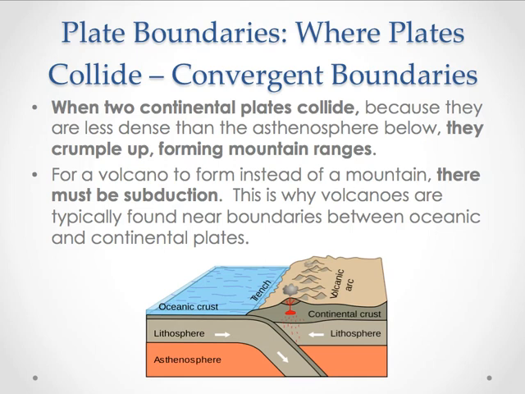So our second type of plate boundary movement is when plates actually do run into each other. And that's what we call a convergent boundary. So if you think of two continental plates colliding, because they're less dense than the asthenosphere that they float on, they can actually crumple up. And that's where you get mountain ranges. So for a volcano to form instead of a mountain, there has to be subduction. And remember, subduction is when one plate tucks down below the other, just like this. So this is why volcanoes are typically found near boundaries between oceanic and continental plates. If you've ever heard of the Ring of Fire, that's around the Pacific plate.